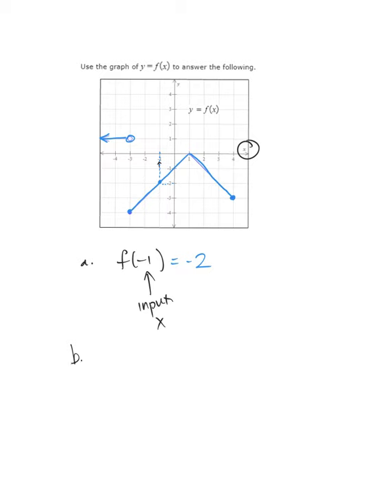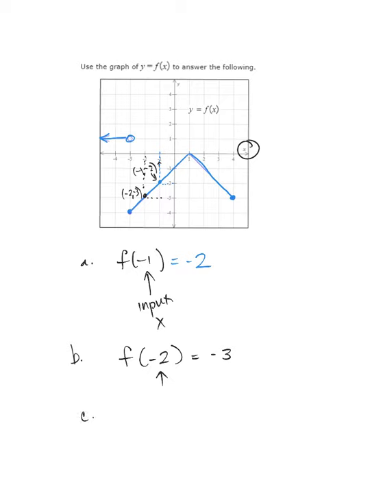For part B, it wants you to do the same thing, but this time it has an input of -2. So we go to -2, and we go down, and then we can see the corresponding y value, or the output, is -3. Because again, this has coordinates -2, -3. The previous point had coordinates -1, -2.